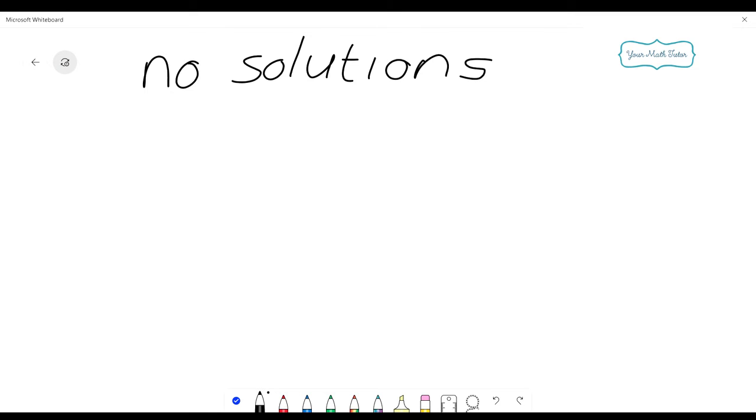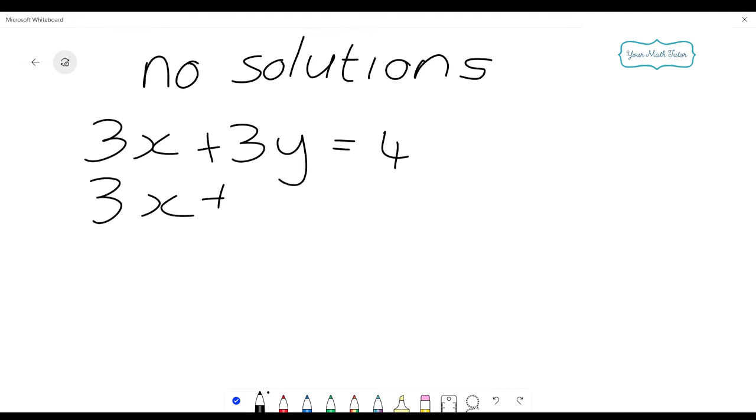We have a system of equations with 3x plus 3y equal to 4 and 3x plus 3y equal to 6.